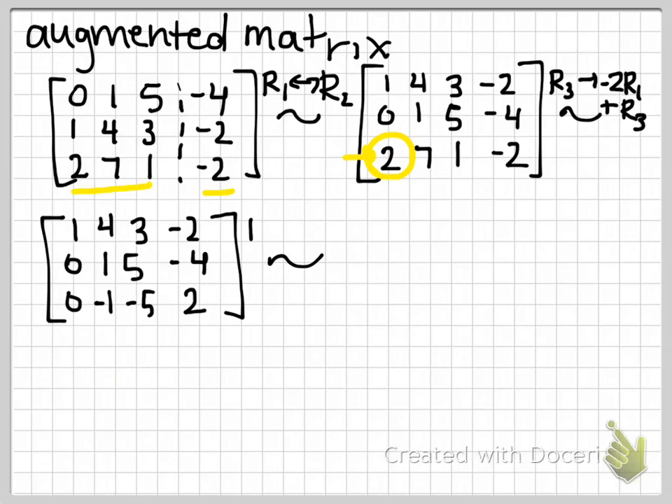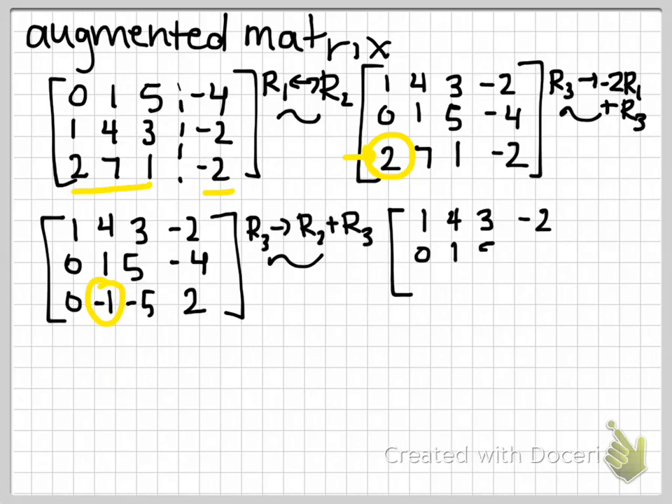There we go. Now we've got a -1 in this last row, and we want to get rid of that by adding row 2 to it. So row 2 plus row 3 gives us this. Now you can see here this last row gives us 0, 0, 0, -2.